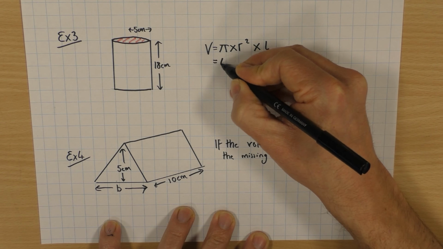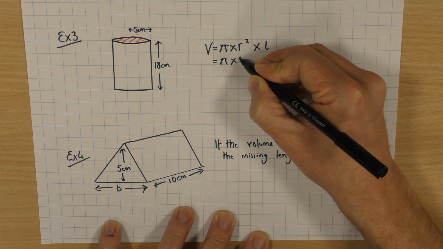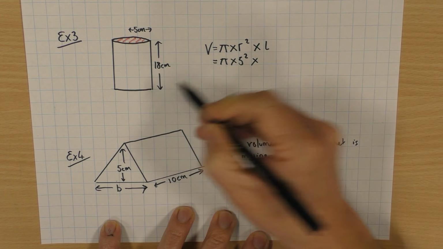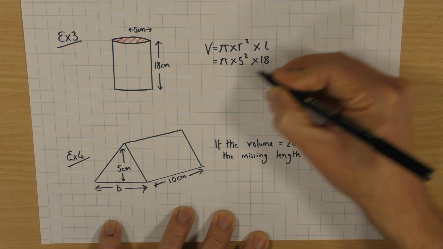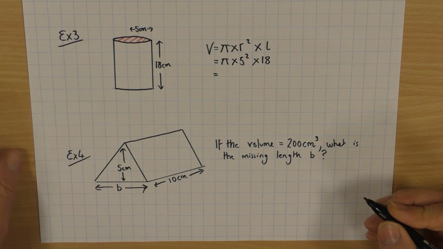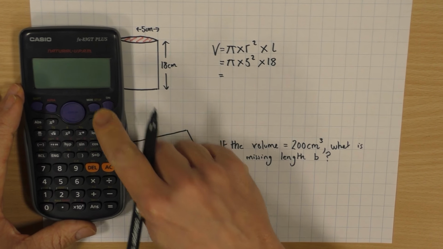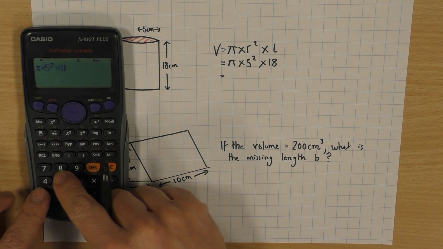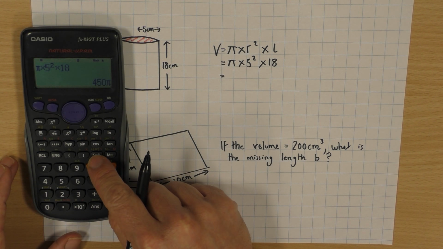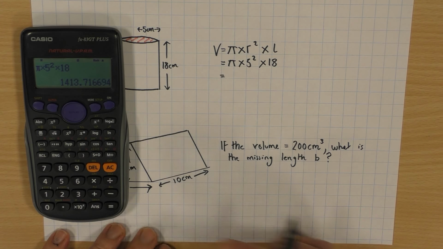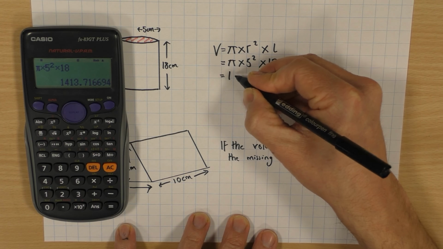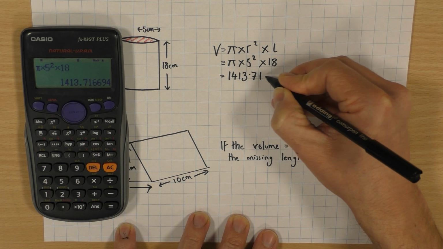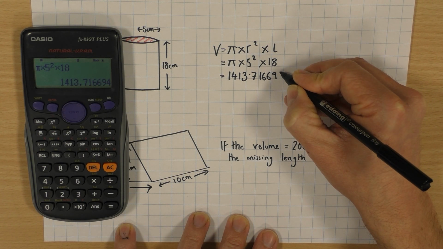So let's put the numbers in, L for length. So I've got pi times 5 squared times by the other dimension, which is 18. Certainly one for a calculator. So if you can see that, quite simply, pi times 5 squared times by 18, press equals. On these calculators you have to press the S to D button to get it into decimals, and it might say 1413.716694.